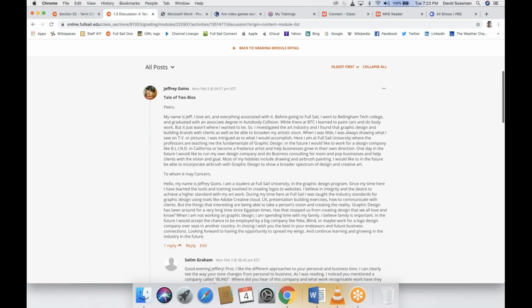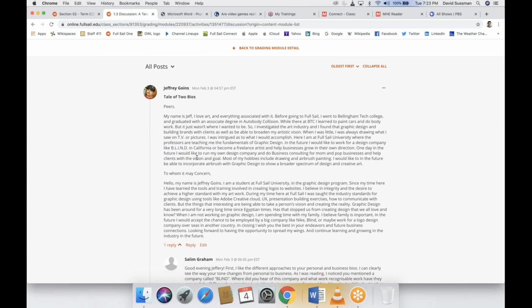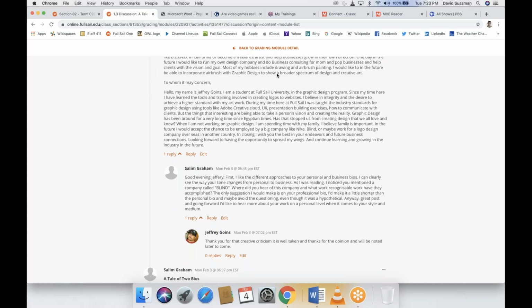Okay, you can see Jeffrey's already written. And some people already responded. That's the other thing. Once you post your 2 paragraphs to the board, you have to respond to at least one classmate. And you should find something like, actually, this is a good response. Salim, who is not here with us tonight. Okay, this seems to be a pretty good response. Mentions what this person likes about Jeffrey's paragraphs. Makes a suggestion. I'd make it a little shorter. Okay.